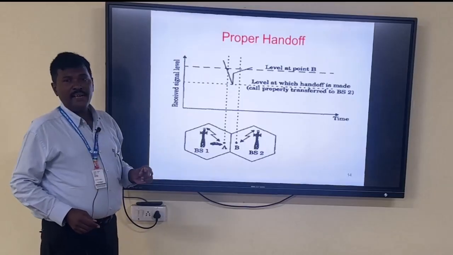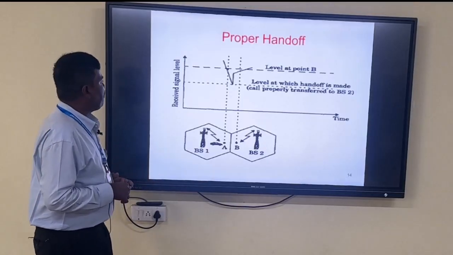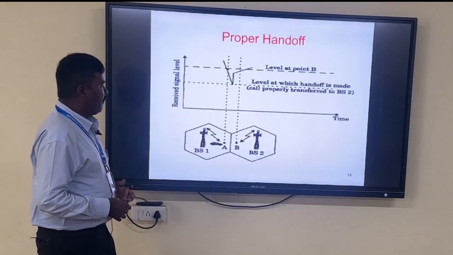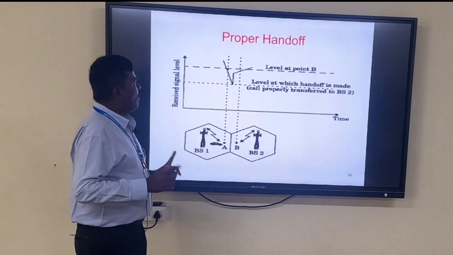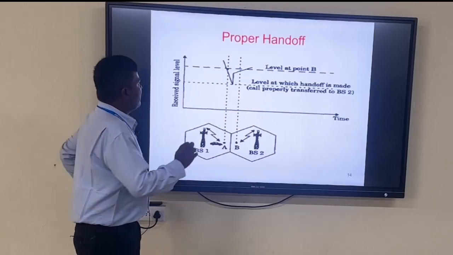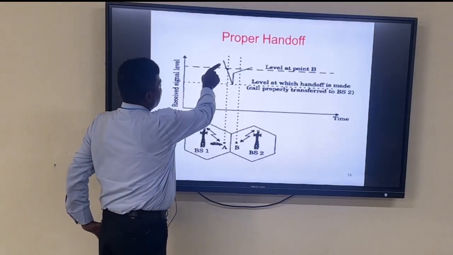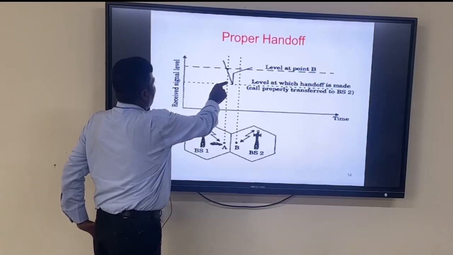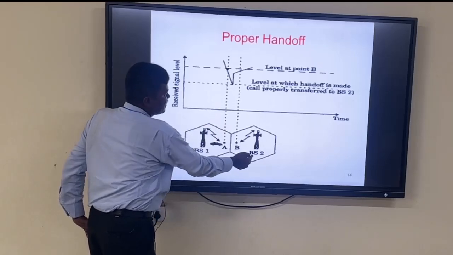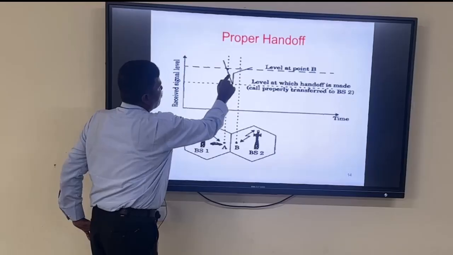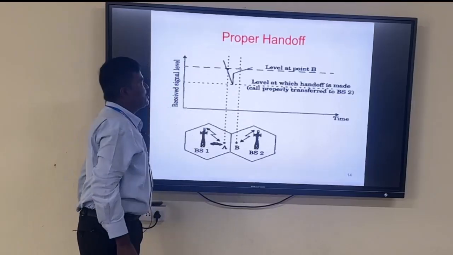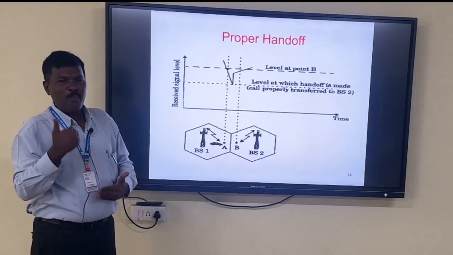That's why I defined that the margin is supposed to be maintained. Here is an example of proper handoff. What we have done is maintain the signal level. From here the maximum signal is coming, so the handoff is made over here and the call is transferred to BS2, from here to here. Again the signal level is maintained from this particular point. This is the process of proper handoff.